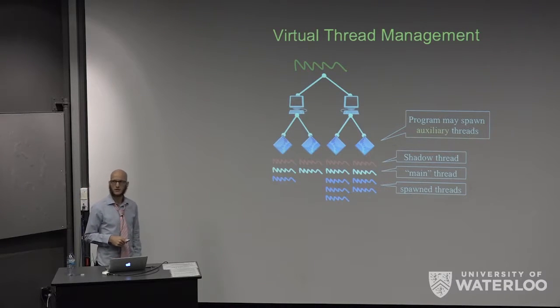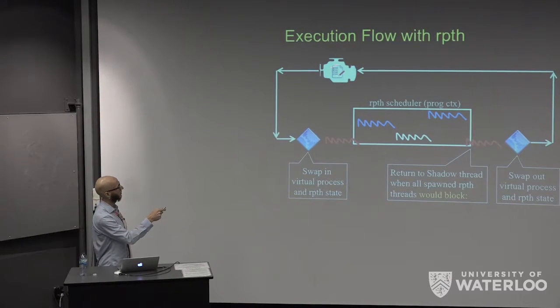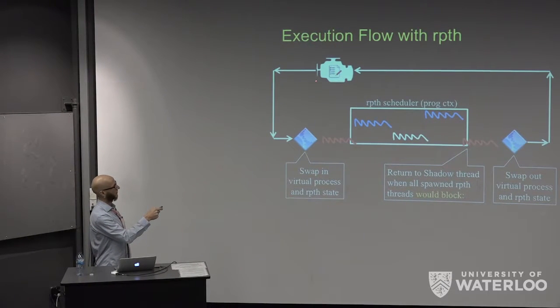Okay? So the execution flow then goes something like this. We start up here inside of Shadow. We get an event. We need to run it. The event says, send a packet to this virtual process. So we come down to the virtual process. Let's say this is running Tor, right?